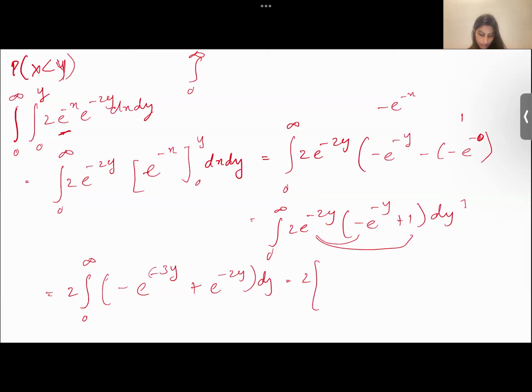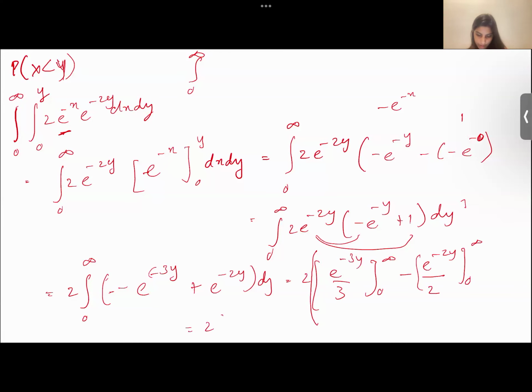So minus e power minus 3y, when integrated, becomes plus here, because you again multiply. So it becomes e power minus 3y divided by 3, 0 to infinity. 2 is a common term. And secondly, when you integrate this, you'll get minus e power minus 2y divided by 2. And limits of this are also 0 to infinity.